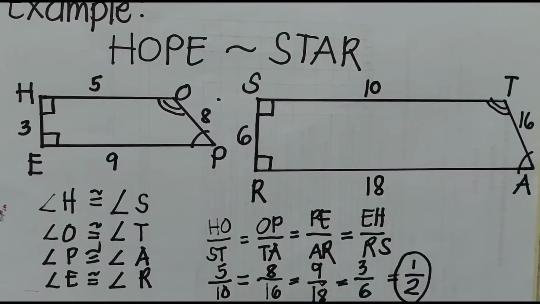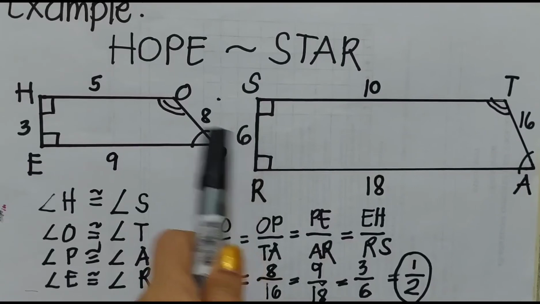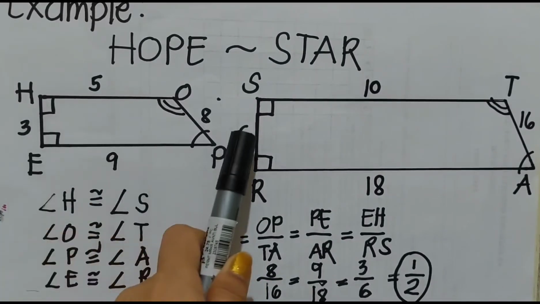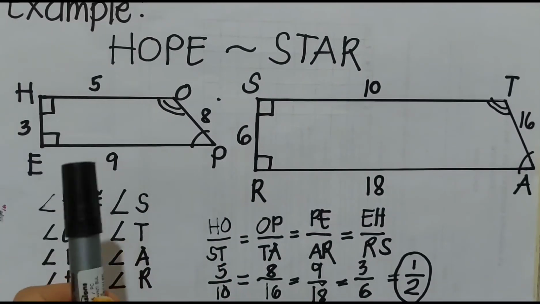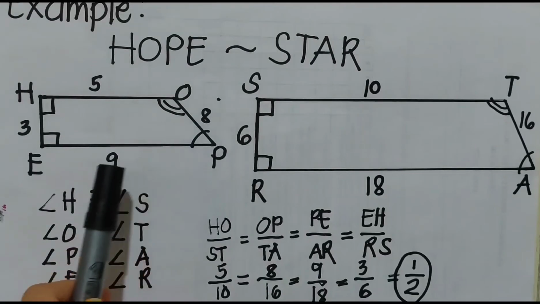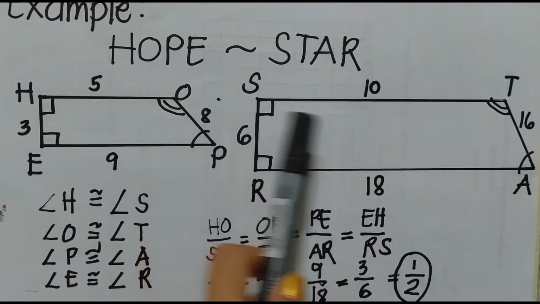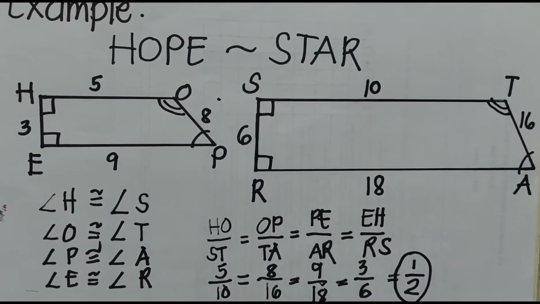Now, what is the scale factor? If we have here 3, how did we get 6? Meaning, we multiply 3 by 2. So, 3 times 2 is 6. So, to check if the other parts of the polygons are really proportional, you will also multiply the other sides by 2. So, you have here 5 times 2 is 10, 8 times 2 is 16, 9 times 2 is 18. So, therefore, their corresponding sides are proportional.